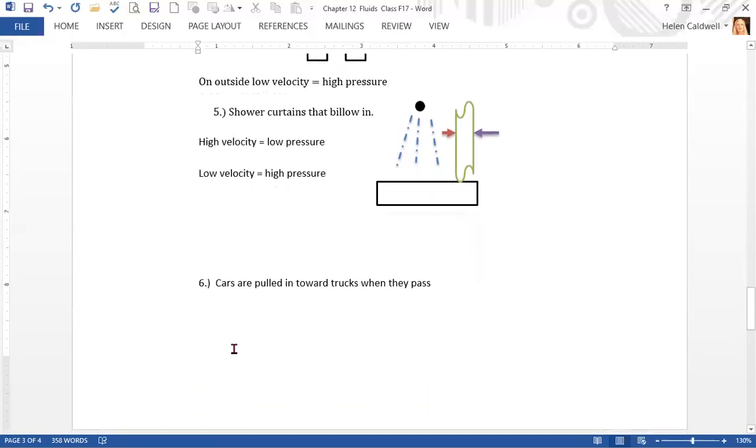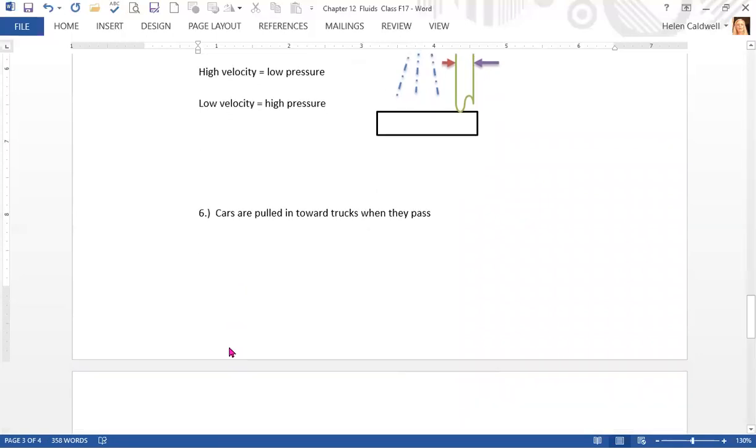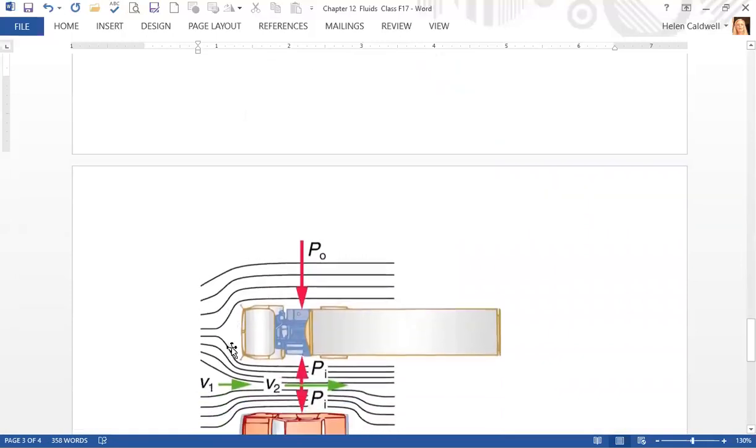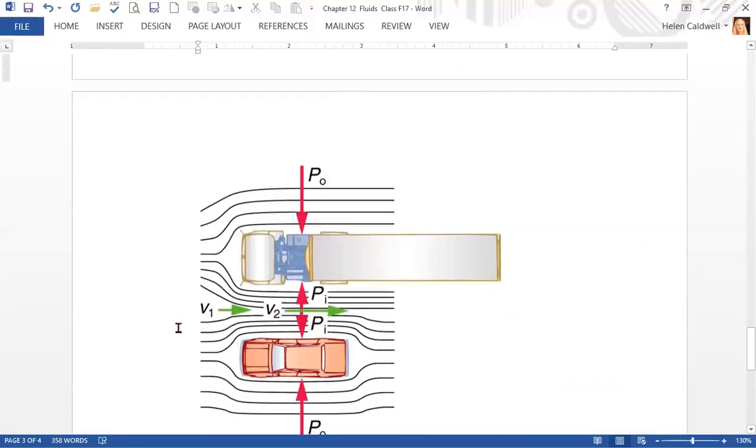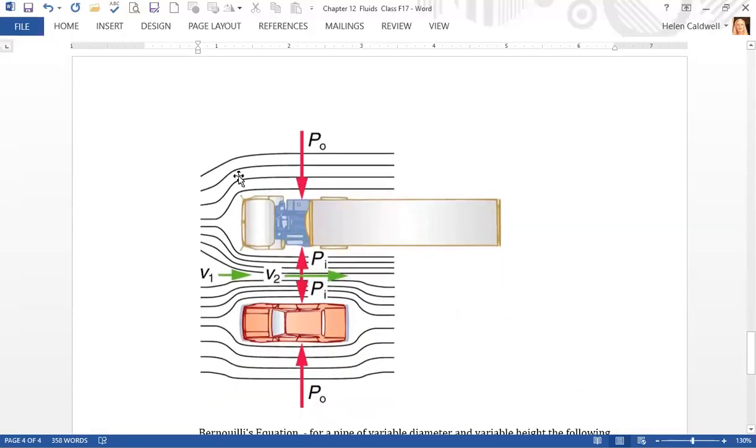So how about cars being pulled in toward trucks when they pass on the highway? I have a small car and normally it's not a problem, but sometimes when a truck is passing me or I'm passing a truck, I feel sucked. So let's look at what's going on when the two are side by side. You have the truck and the car next to each other.